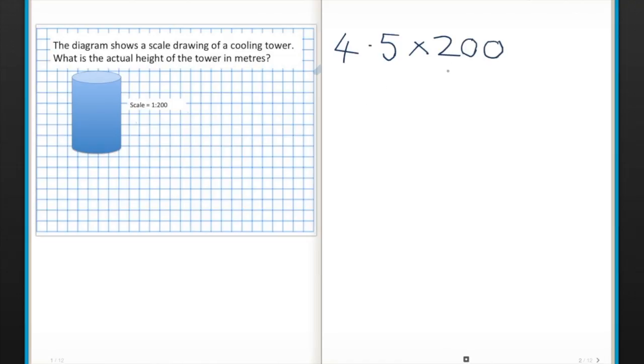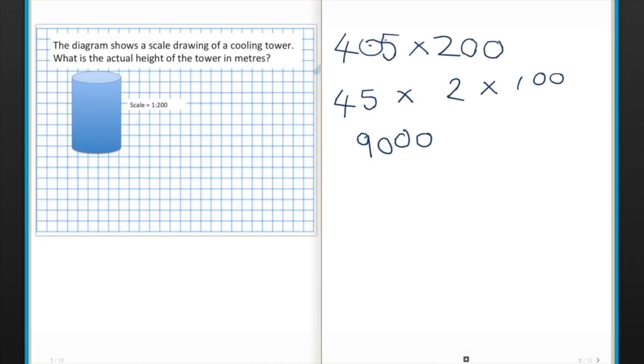Now remember that 200 is 2 times 100. And when we're multiplying, we don't have to worry about the decimal point. So I'm going to say 45 times 2 times 100. What's 45 times 2? Well, 45 times 2 is 90. Times 100 means put 2 more zeros on, and then deal with this decimal point.